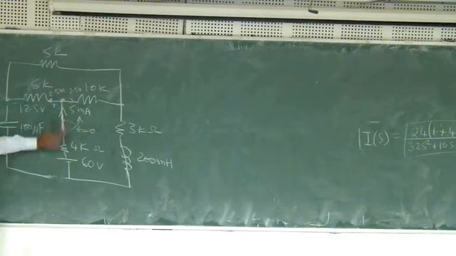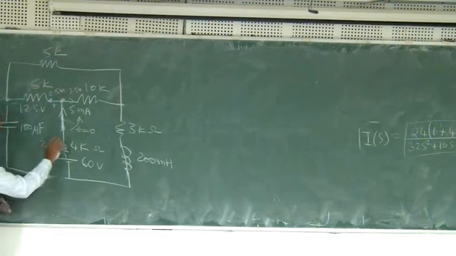4K into 5 milli. 4 into 5 is 20. Kilo and milli will cancel out each other. So this is 20 volts. Which side is high voltage? This side is high, this side is low. Okay, so I start from here.